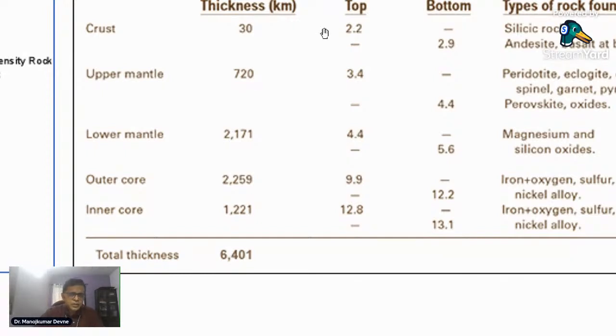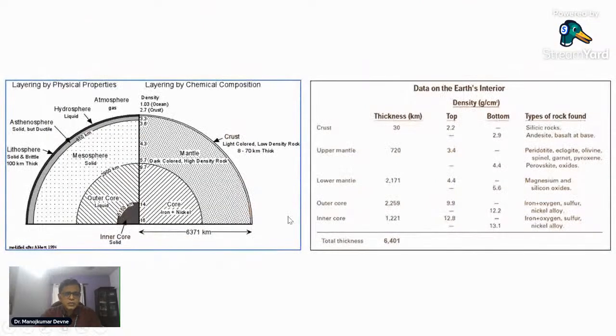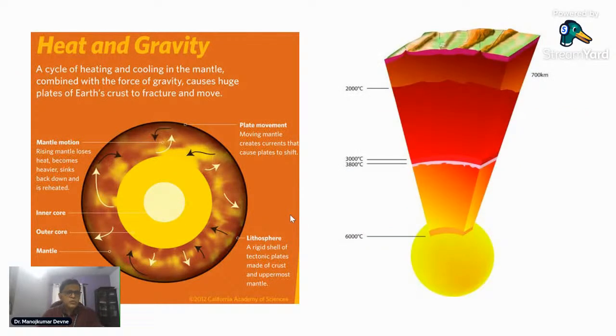Lower mantle, you'll see 2171, outer core 2259 kilometers thick, and inner core is 1200 kilometers thick as such, making the thickness around 6401, which also can be identified as the radius of this particular planet. So this is a lot of information covered as far as the interior of the earth. Let us see if we have any more information.